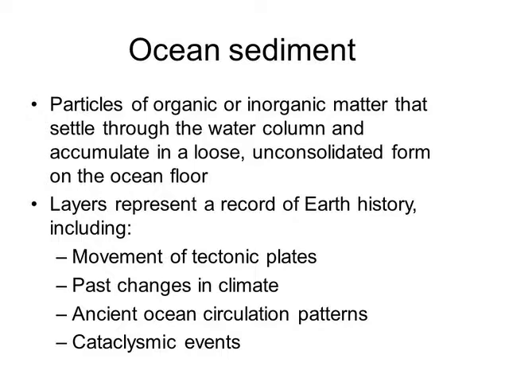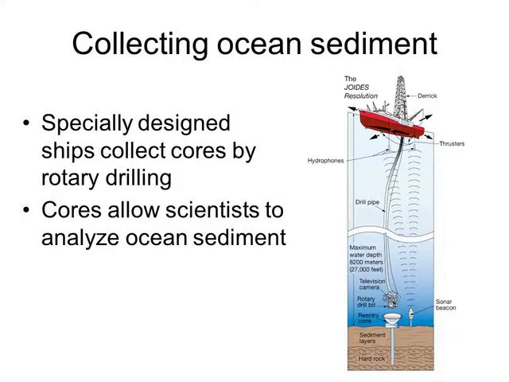From the sediment, you're going to get layers building upon layers, and essentially scientists have used these different layers to look at what's been going on in Earth's history in the past. We can see movement of tectonic plates. We can see past climate change. We can see different ocean patterns that happened before, and we can see cataclysmic events. So let's take a look at some of these. But first, let's talk about how we actually collect this sediment.